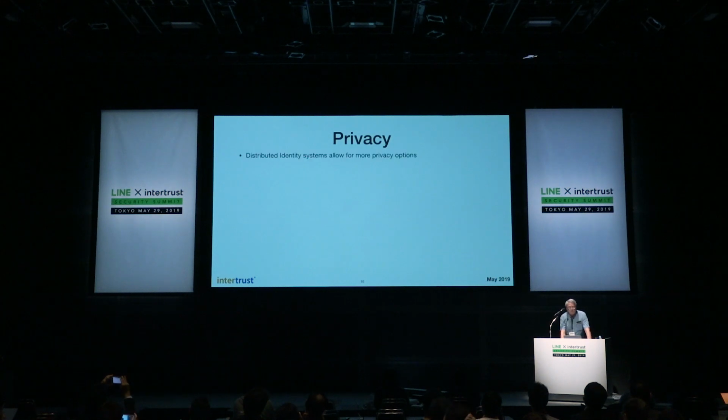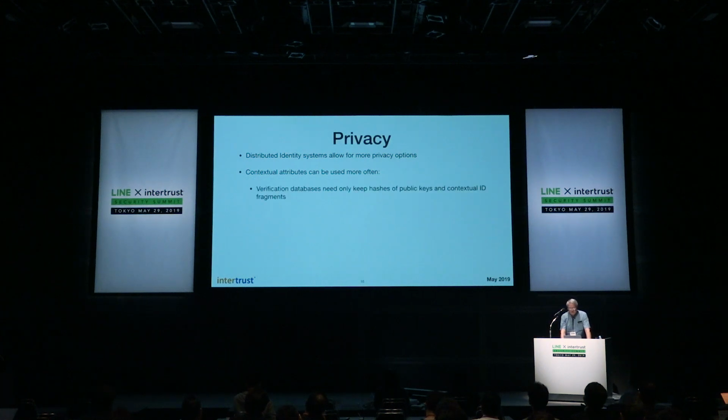And then finally, I want to say just a couple of words about privacy. Distributed identity systems allow for a lot more privacy options. Contextual attributes can be used more often. You don't need to know certain identity attributes in order to take certain types of actions in a specific situation. Verification databases only need to keep the hashes of the public keys in contextual ID fragments and the bindings of those, which are the things that you really need to understand. So you don't actually need to even see the plain text information in those public databases.